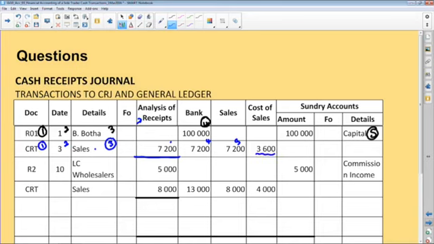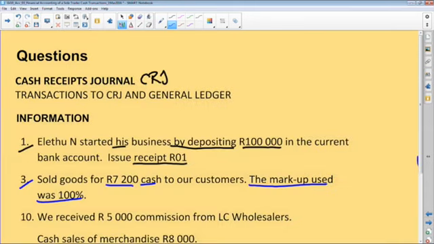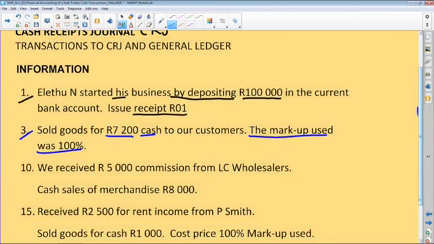Let's look at the next one. So we have the next one, which is, let's use another color pen. We have the 10th, and we received 5,000 Rand commission from LC wholesalers. But now there's another one here. So what happens here? We have a second receipt for the day. And this receipt will be a cash sale, and we sold 8,000 Rand merchandise.